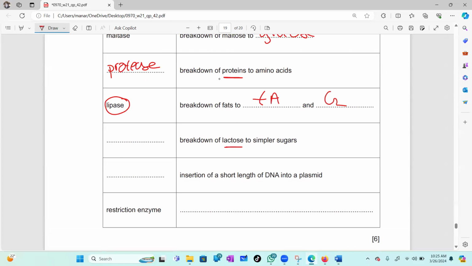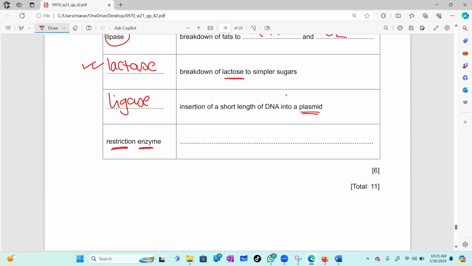Now, what will break down lactose to simple sugars? Lactase. That was the supplement question. We took lactase in U10. What will insert a short length of DNA into a plasmid? Ligase. Correct. And what will the restriction enzyme do? It will cut DNA or plasmid, leaving complementary sticky ends.